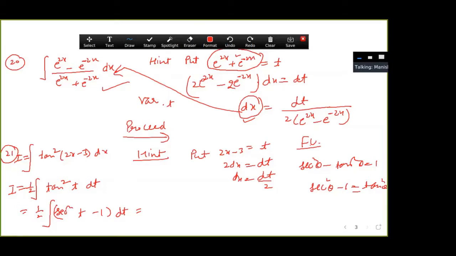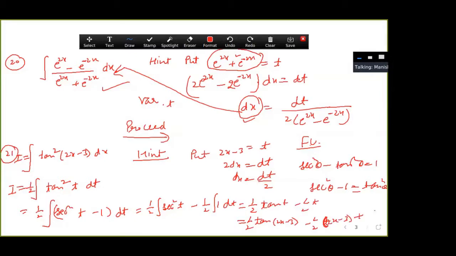You can write it like this: 1 by 2 of integration of secant square t minus 1 by 2 integration of 1 with respect to t. What are you getting? Secant square t becomes tangent t, so half of tangent t minus half of 1, which means t. Or you can say half of tangent, where t is 2x minus 3, minus half of t, where I have to put the value, half of 2x minus 3, plus constant. This is the answer.